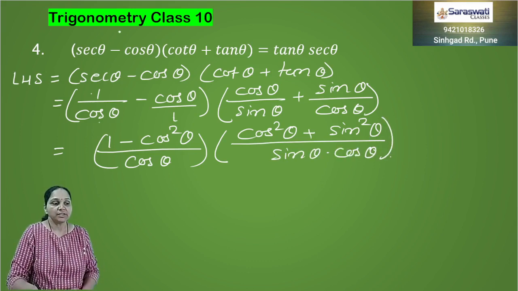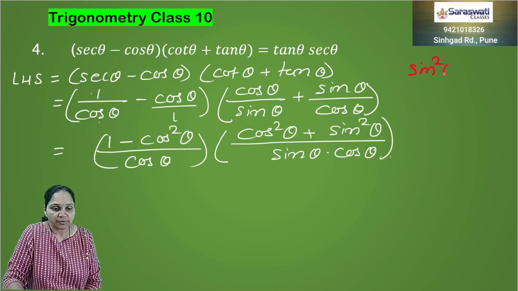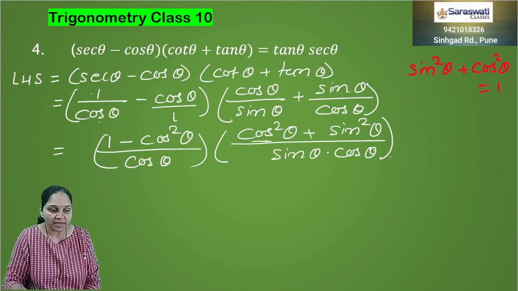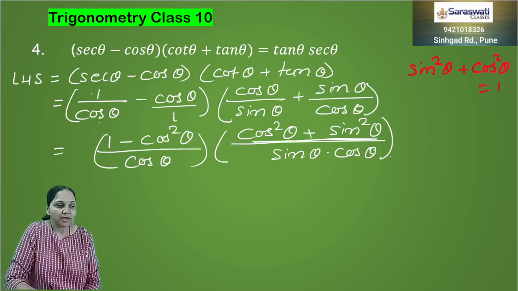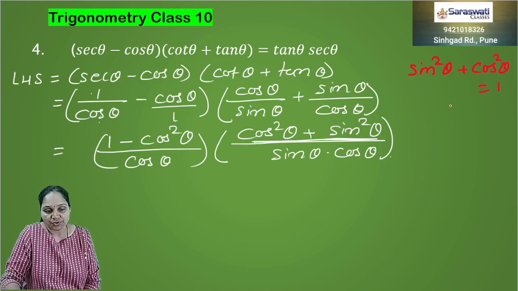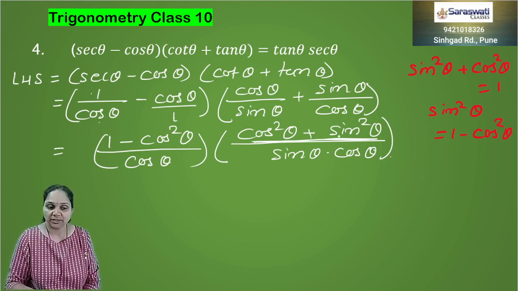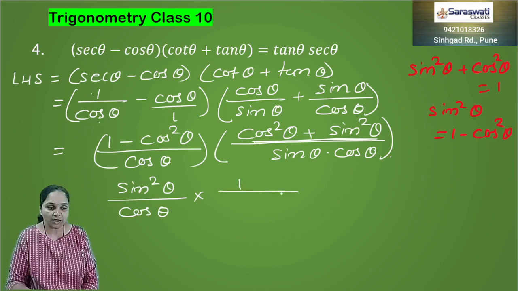Okay, now here we are going to use the identity, only one identity, that is sin square theta plus cos square theta is equal to 1. So for this bracket, that is numerator of this bracket, we will substitute 1, and for 1 minus cos square theta, we have this sin square theta is equal to 1 minus cos square theta. So for this 1 minus cos square theta, we will substitute sin square theta. So here sin square theta upon cos theta into 1 upon sin theta into cos theta.